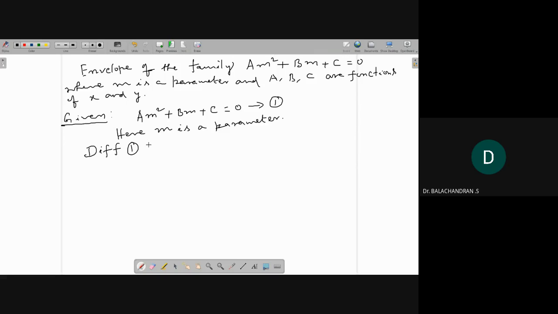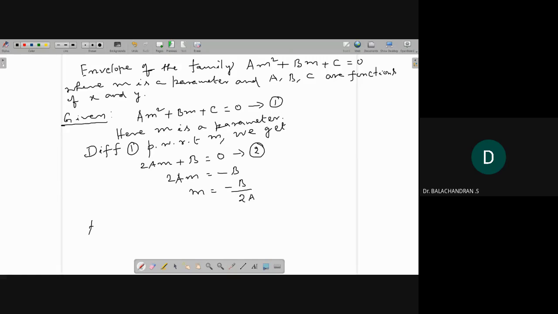Differentiate equation one partially with respect to M, we get 2 A M plus B equal to 0. This is equation two. Okay, now from this equation we'll get M. First we'll get 2 A M equal to minus B, M equal to minus B by 2A.